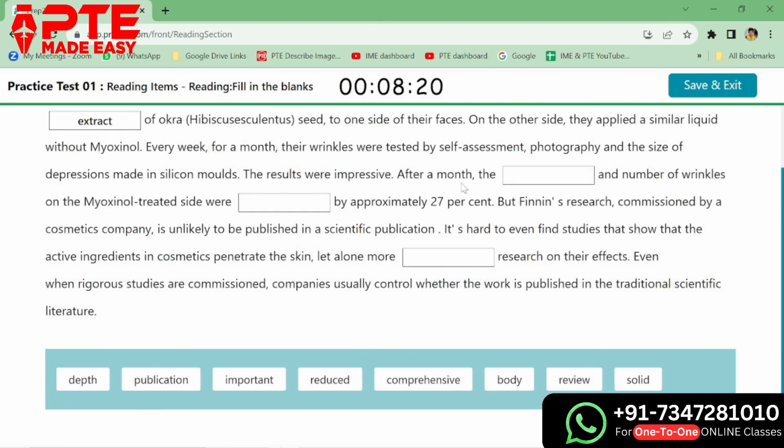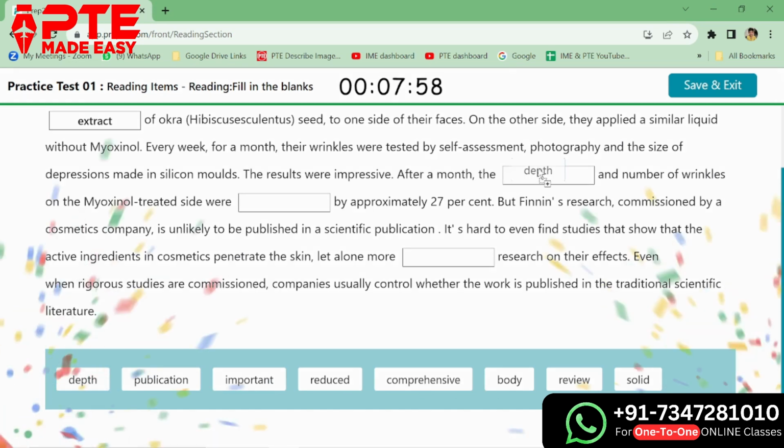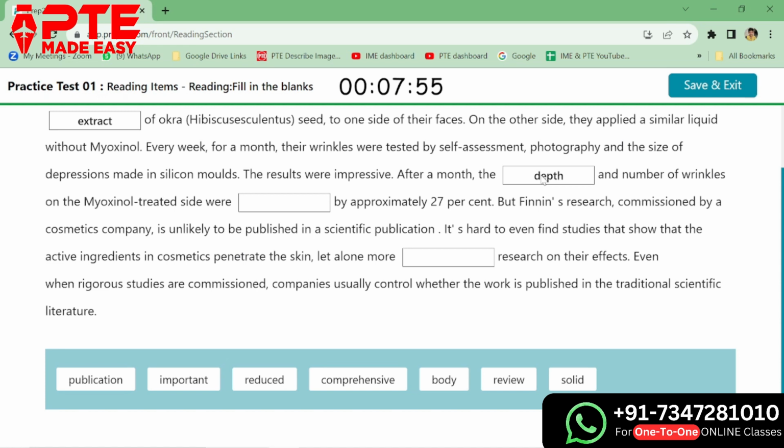The results were impressive. After a month, the dash and number of wrinkles on the myoxinol treated side were this. So what? The dash and number of wrinkles here, the depth and number of wrinkles. Definitely something has to come like such only. We cannot write body solid, so the depth. It's all about matching the meaning. Fill in the blank with the suitable option. Check the meaning, whether the meaning is making coherence or not. That's what you have to do. After a month, the depth and number of wrinkles on the treated side were dashed by approximately 27%. Were reduced or increased.